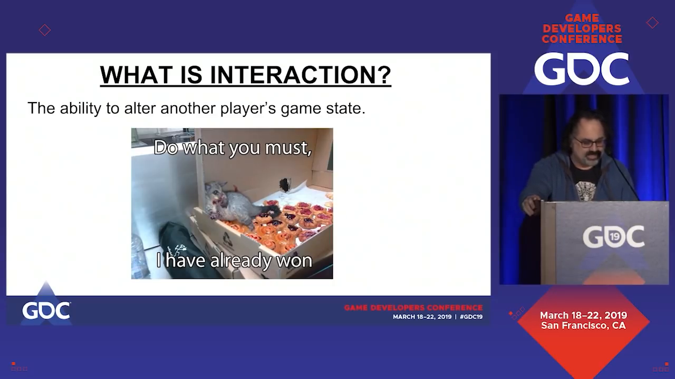It's really, really good. Whereas for me, the interaction that we're going to talk about is still affecting another player's game state, but we're going to talk about how it works even when it's limited or positive or not even there at all.